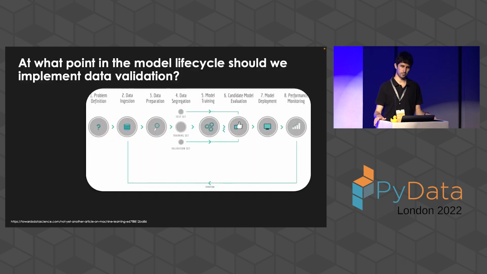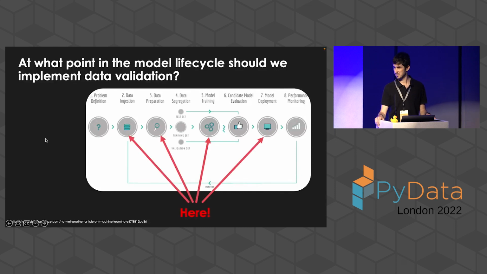And now a question for you. At what point in the model lifecycle should we implement data validation? This is a very simplistic diagram of what a machine learning or data science product looks like. So where would you think we should put data validation steps in place? Anyone? I argue we should put data validation steps in all of these places. Pretty much everywhere.